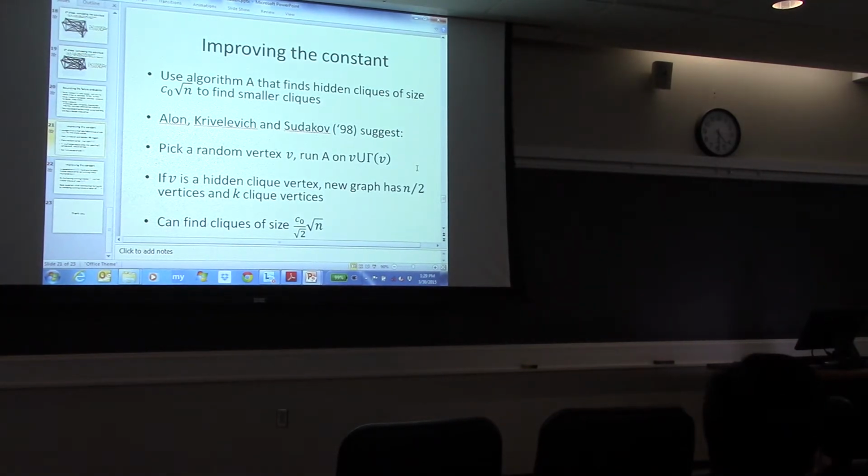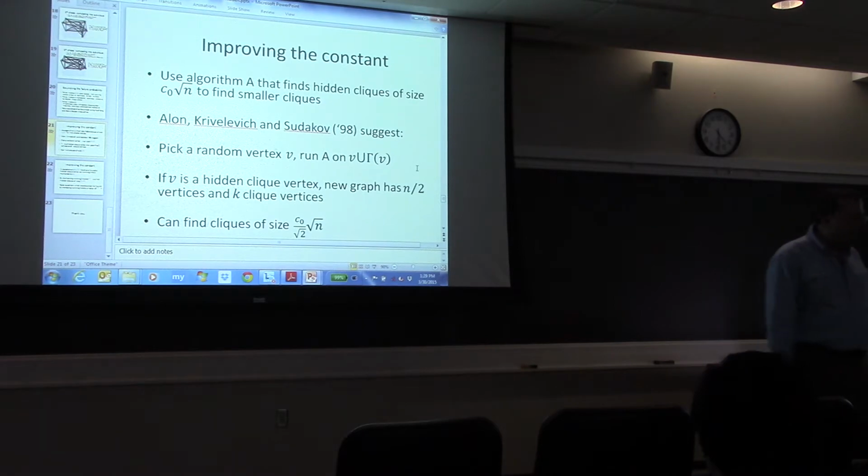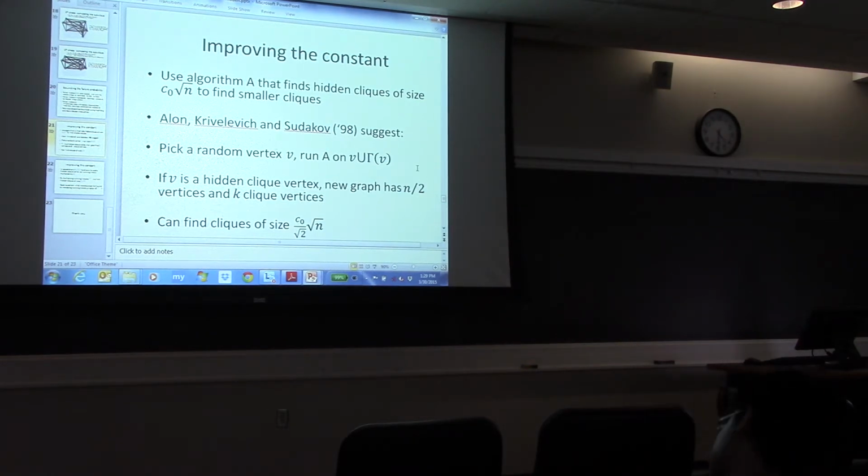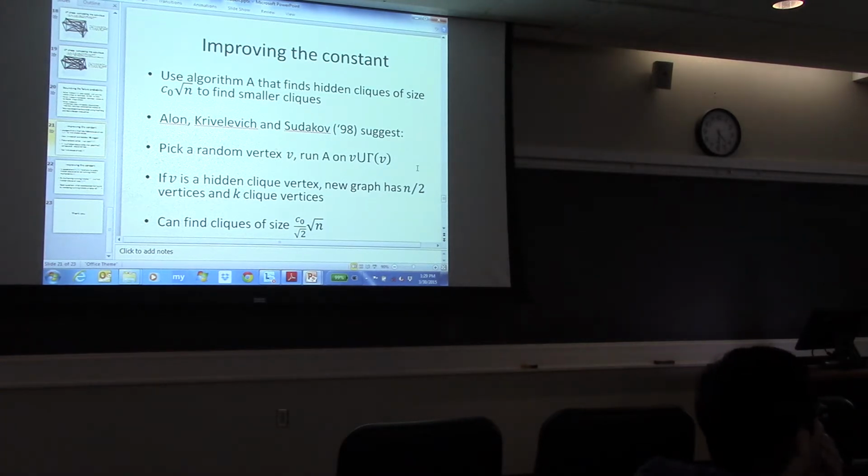But what one can do, as suggested in the original paper, is pick a random vertex v and just look at the neighbors of v. This reduces the graph from n to n over 2. And if you happen to be lucky and the v you chose was in the clique, then you're going to retain the whole clique. So you improve the constant by a factor of root 2, because k has remained the same, but n was cut by 2.